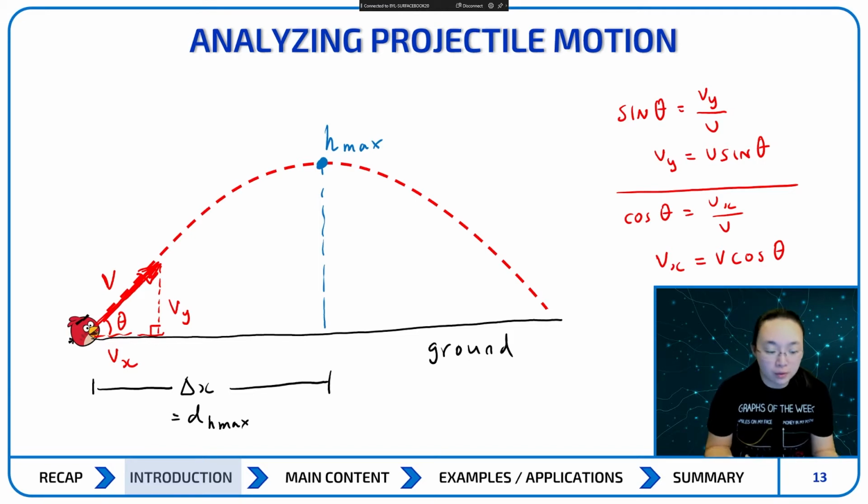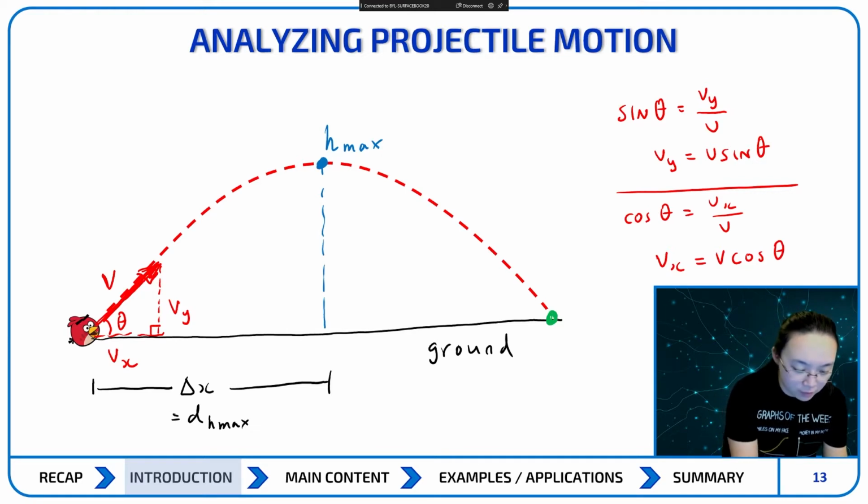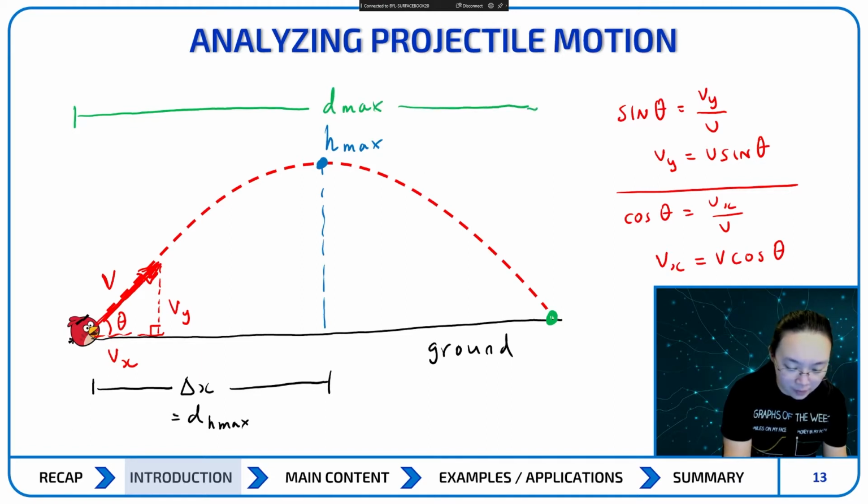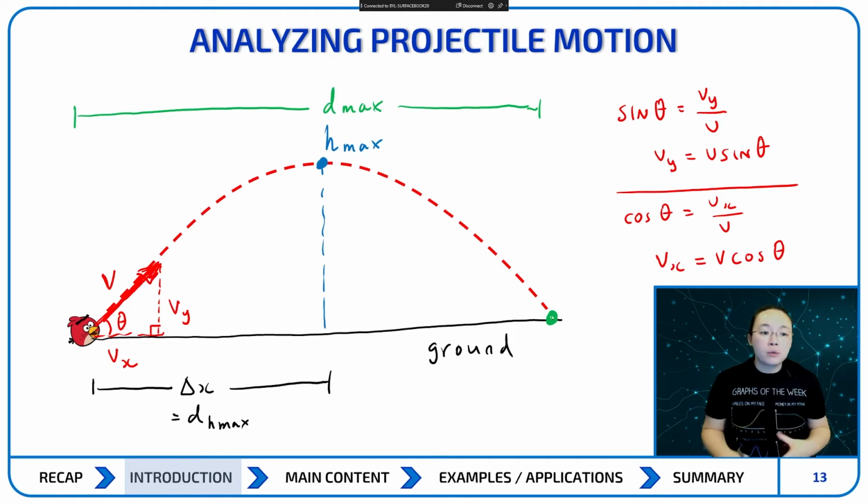You can also take a look at what happens at the very end of this. When it hits the ground again, it's going to take a total amount of time, and the distance traveled will be d max instead. So these are just some basic drawings to show you how to approach projectile motion. But the first thing is really just breaking down your vector into its components.